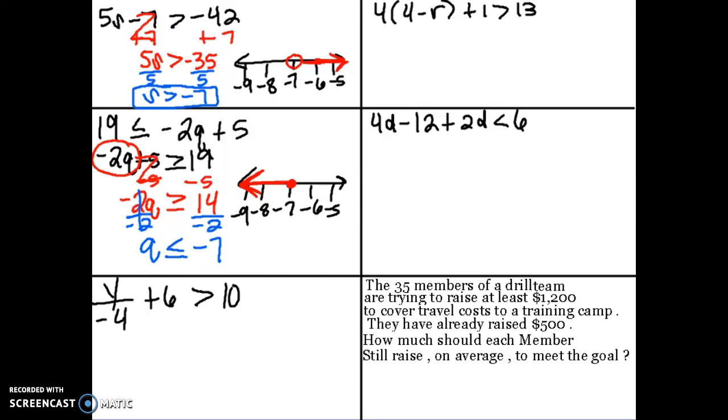Next: y divided by negative 4 plus 6 is greater than 10. So I'm going to subtract 6 from both sides.